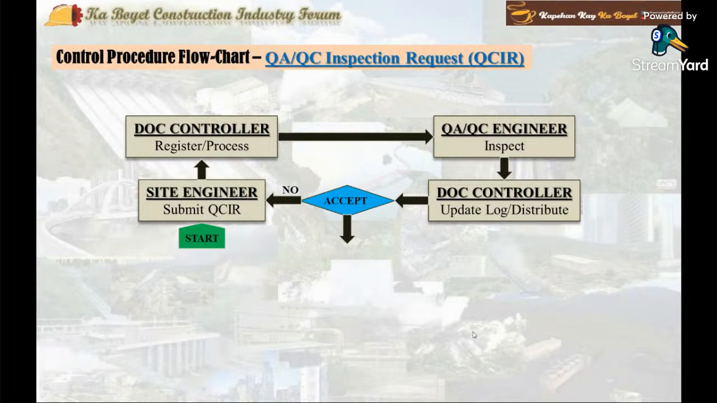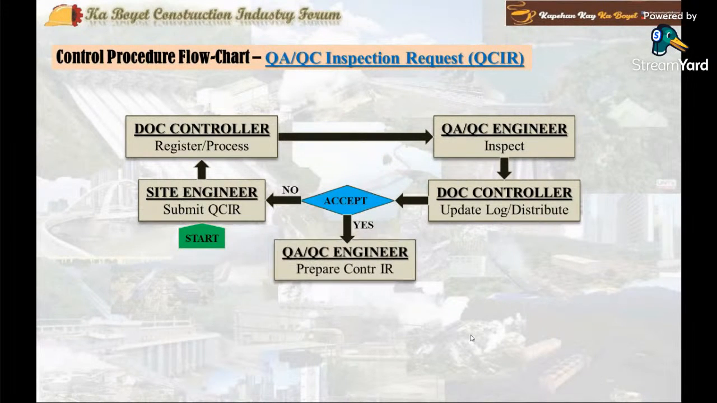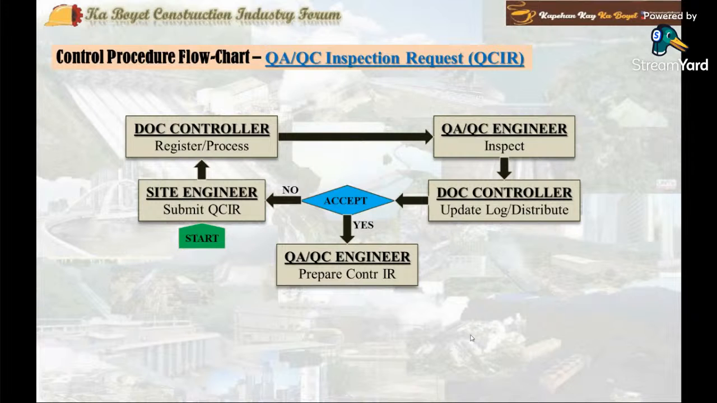On the other hand, if the inspection is marked accepted, the QC engineer shall proceed with the preparation of the formal inspection request for the consultant. The internal output document is a signed QCIR form with action code approved, while the output document for external is a formal inspection request form plus attachment.